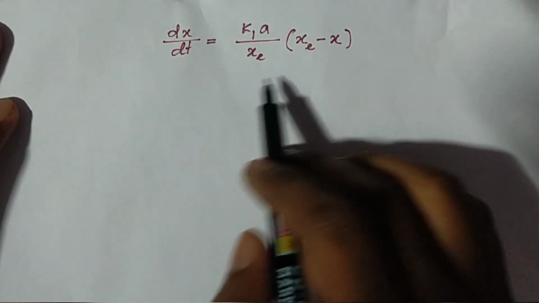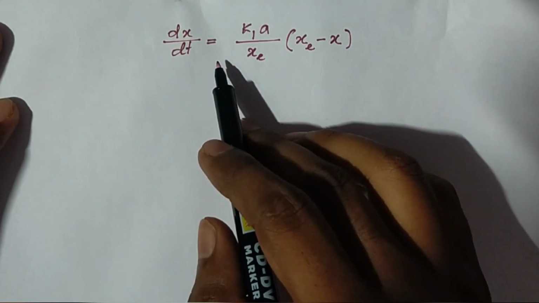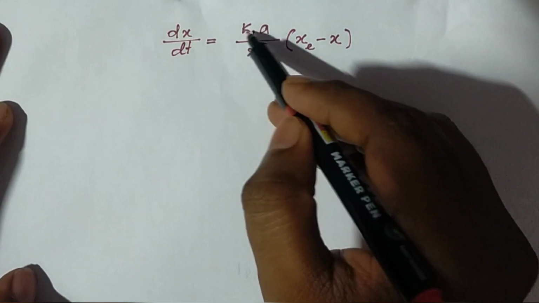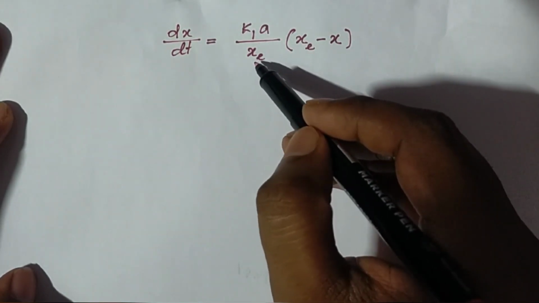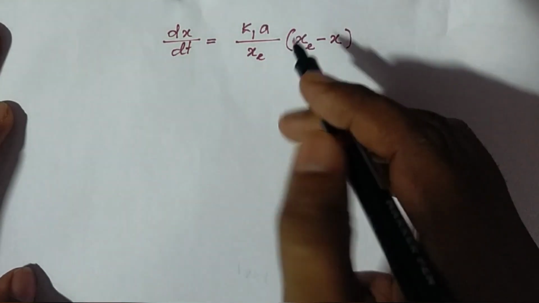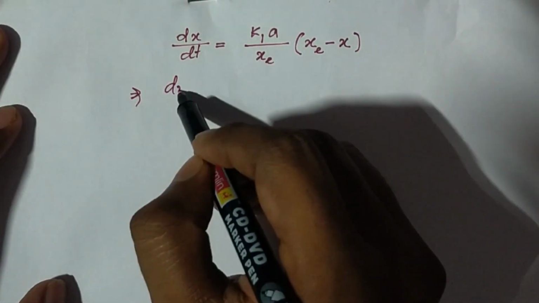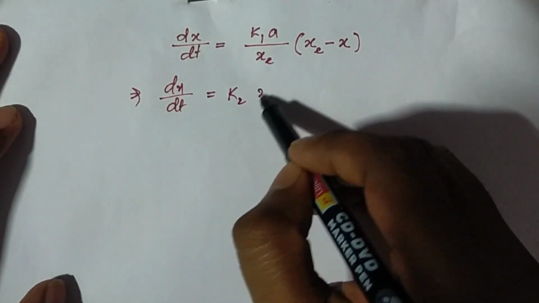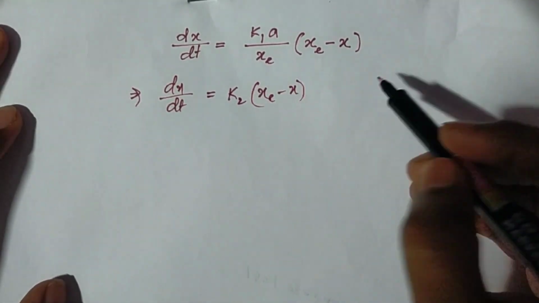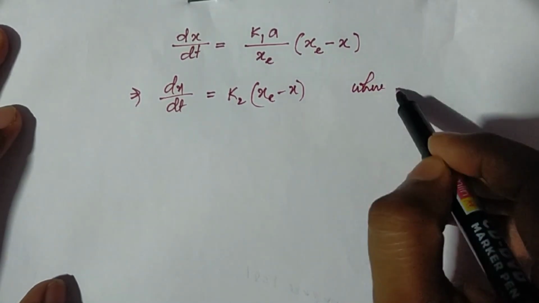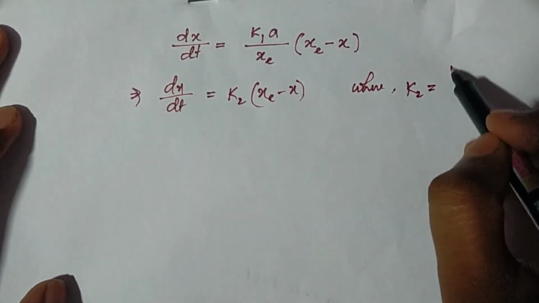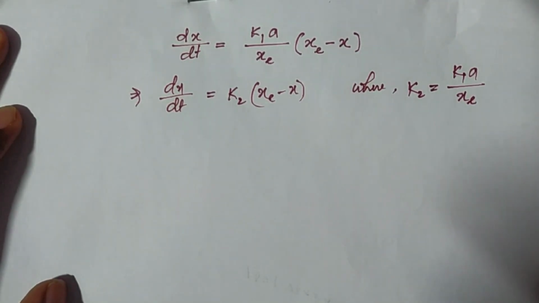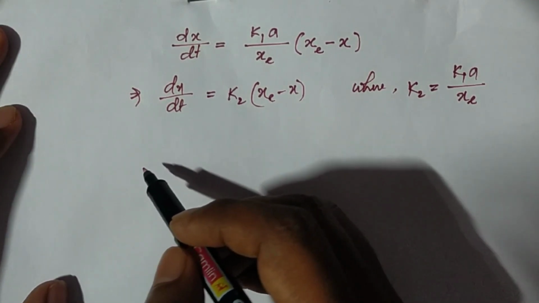Now from this equation, as we have already discussed, we will consider this k1 by a xe equal to k2. K2 is randomly considered. dx by dt, I am writing this as k2 times (xe minus x). Okay, so here k2 is equal to k1 by a xe.